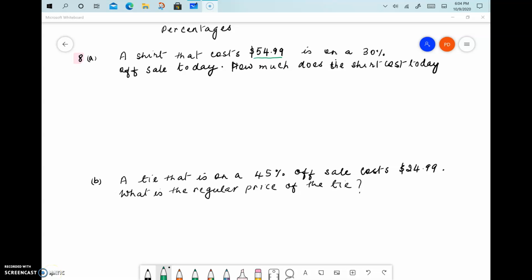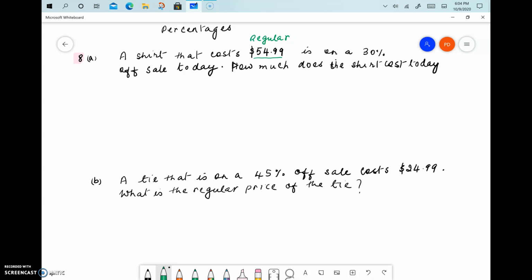A shirt that costs $54.99 is on a 30% off sale today. So from here we can see that the regular price of the shirt is $54.99. But today there is a 30% off sale.